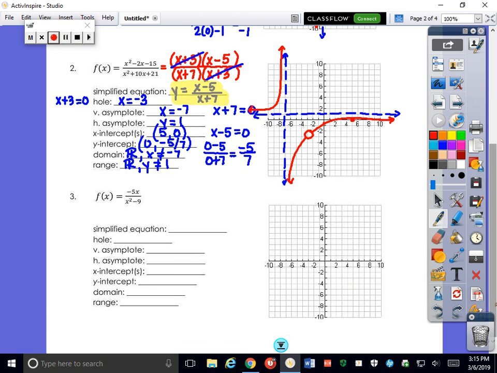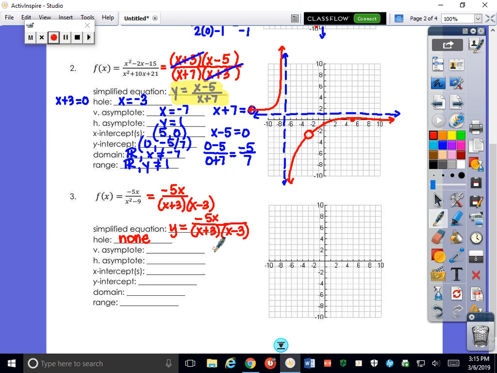All right, for number 3, we're going to factor the bottom: -5x divided by x plus 3 and x minus 3. That's a difference of 2 squares. Nothing can cancel. So we're left with just what we wrote. So -5x divided by x plus 3, x minus 3. So since nothing canceled, I don't have a hole, because the hole is where the canceled factor is equal to 0, and we don't have one.